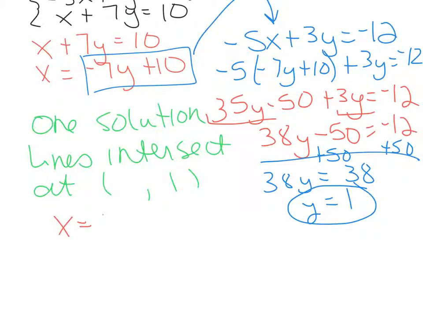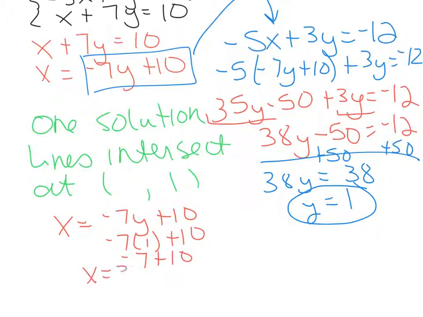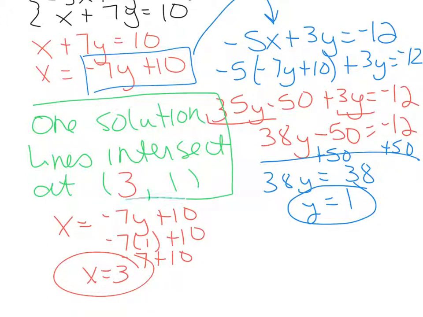X equals negative 7y plus 10. Y equals 1, so we'll put a 1 in there. Negative 7 times 1 plus 10 is negative 7 plus 10, so x equals 3. And that will be your x coordinate for your ordered pair here. So this is your solution. There's one solution. The lines intersect at the point 3, 1.